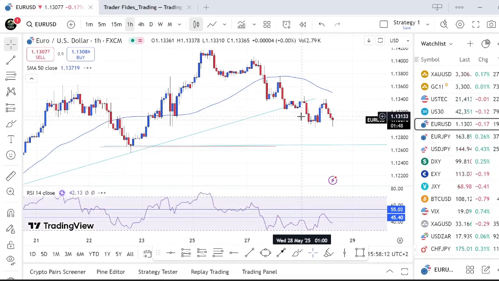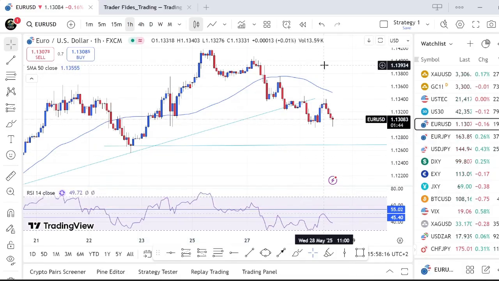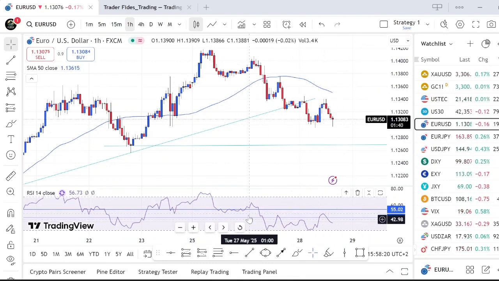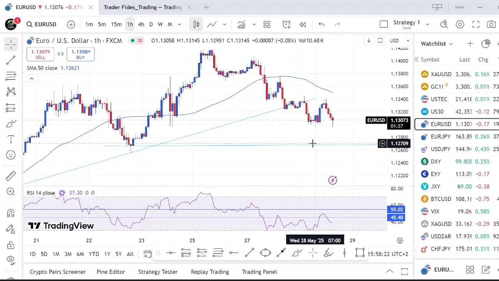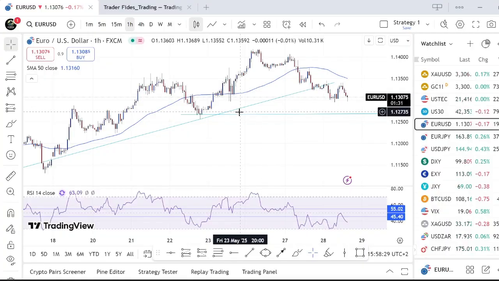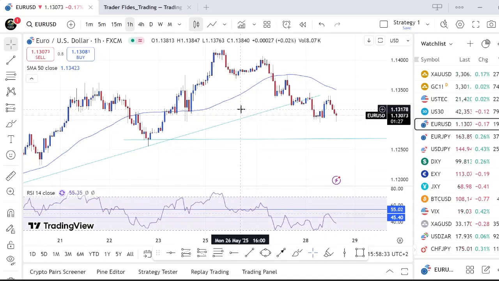On the 1-hour time frame, we can observe there is very much bearish structure. We are trading well below the 50 SMA, and we are in the bearish region of the RSI. Now, from a higher time frame, we do know that the overall trend structure of this market is bullish, but at the moment we are in a retracement and we are pushing to the downside.